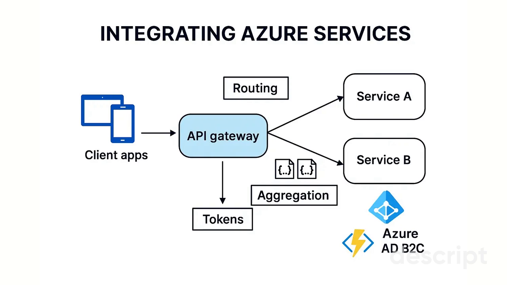Sure, imagine a travel app needing hotel, flight, and weather info. Instead of making 3 separate calls, the gateway aggregates those into one response, reducing latency and simplifying the app code. In one case, a customer reduced client-side API calls by 60% after implementing this pattern.